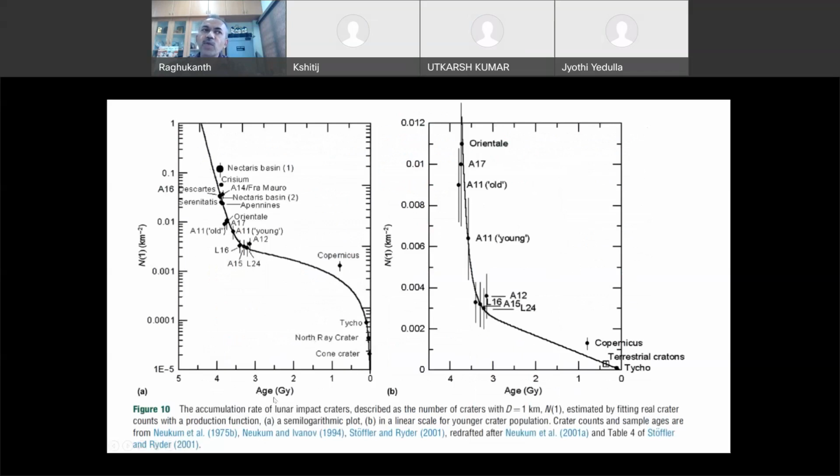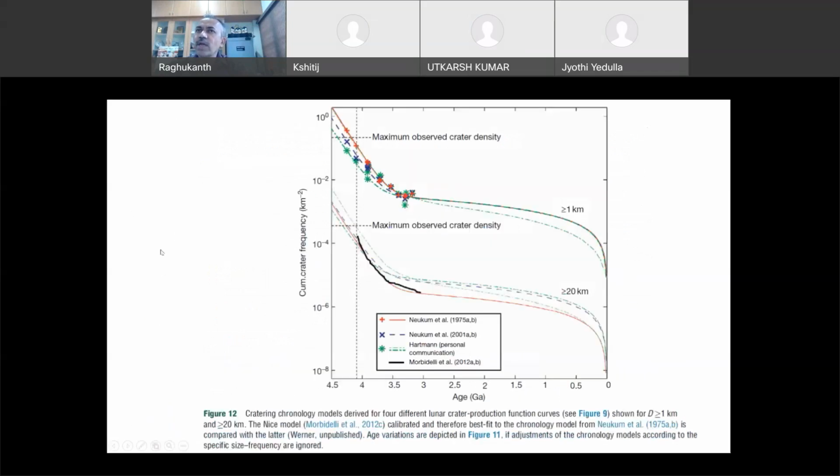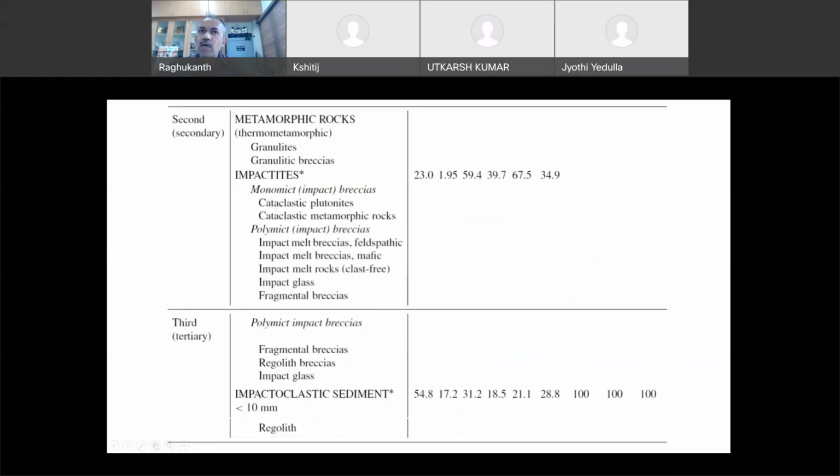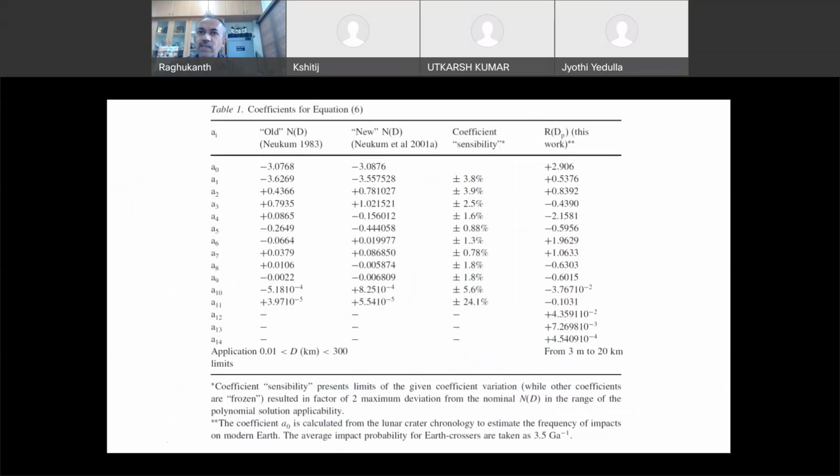So now the age versus N of 1. This also they have plotted here. This is the same thing I'm just showing here. So this is Newcomb's relation set. Okay, so what they have done is, his equation is there, right?